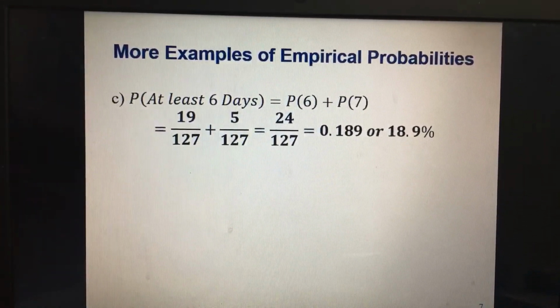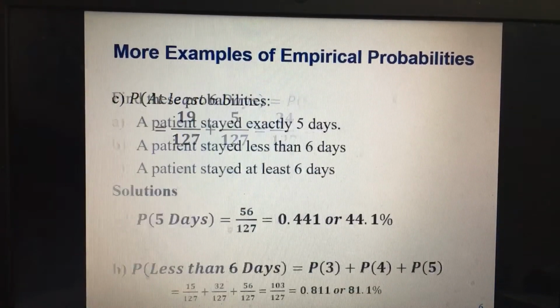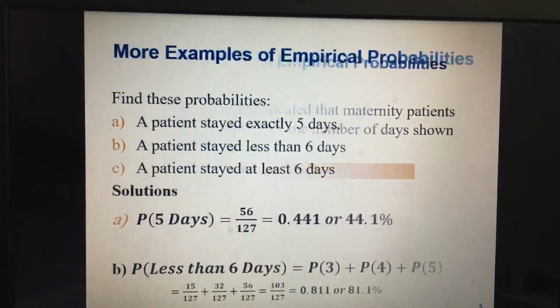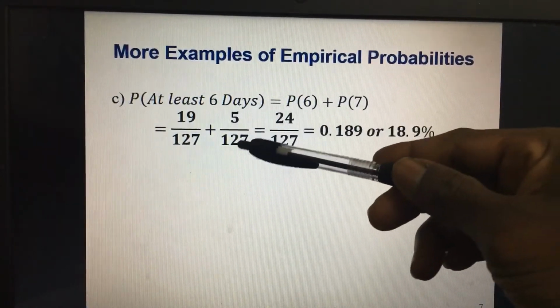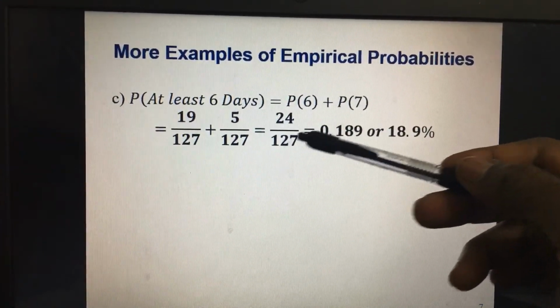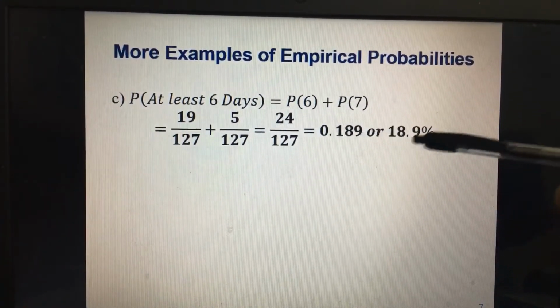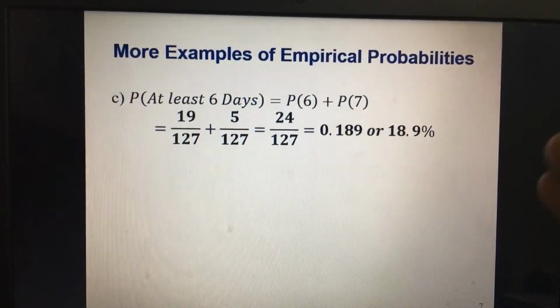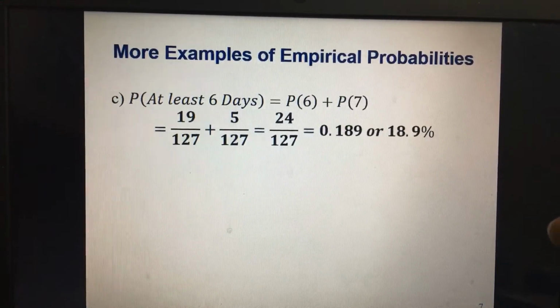Plus for 7 days is 5 out of 127, which is right here. 5 out of 127. So when you add it, you get 24 out of 127, giving us 0.189 or 18.9%. So that is the probability the patient stayed at least 6 days. So this basically summarizes the empirical probability.